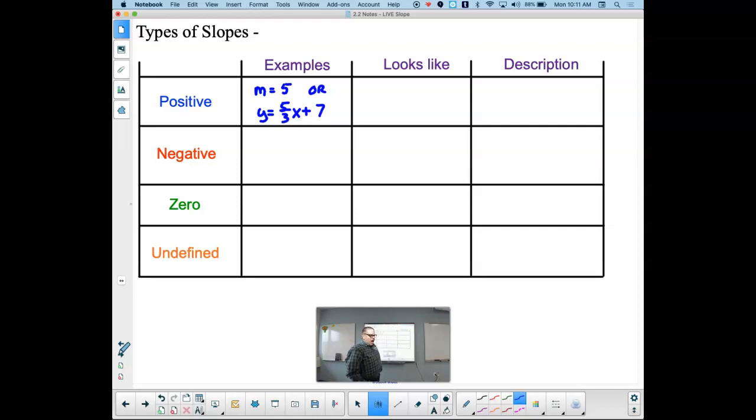Okay? How it would look on a graph, your graph would go up and to the right, or down and to the left. And that would be your description. It would go up and right, or down and left.